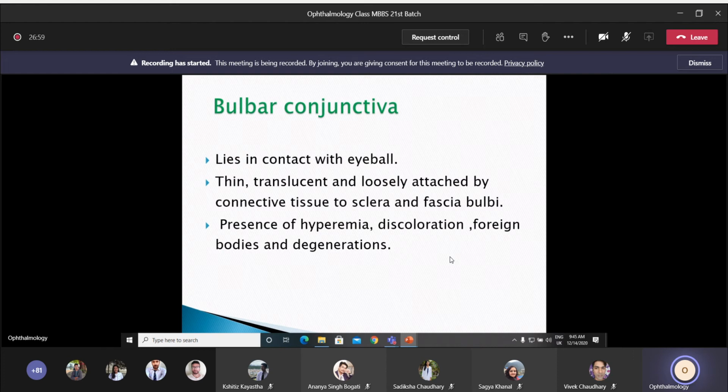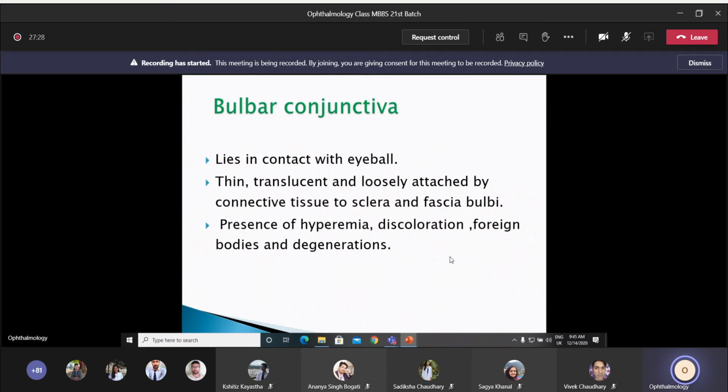Bulbar conjunctiva, so as we all know, it lies in contact with the eyeball. So it covers the eyeball. It's loosely attached except at the limbus. Okay, so the main thing: when you see the white part of the eye, that is the bulbar conjunctiva. And it is thin and translucent. So that's why you can see it clearly. Okay, because it is thin, it is translucent and loosely attached by connective tissue to the sclera and fascia bulbi.